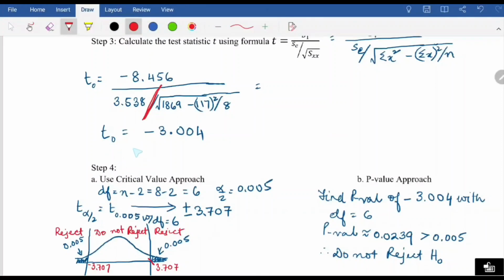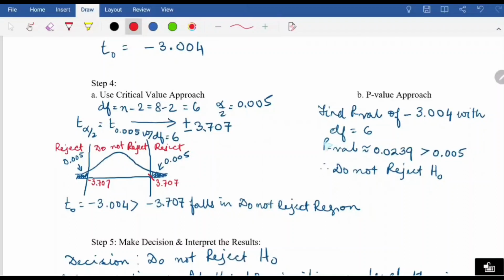Anyway, T sub 0 is negative 3.004. You can use any one of these approaches, depending on, of course, what your question asks. If the question says any one, use any one. If the question says use both, then of course you have to show your work for both. But for the critical value approach, the DF calculation is n minus 2 always. So 6, and our alpha was 0.01 divided by 2.